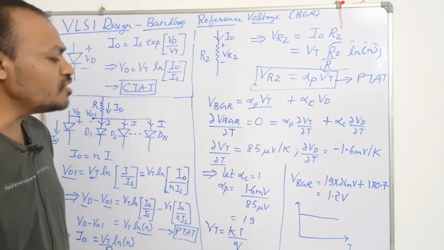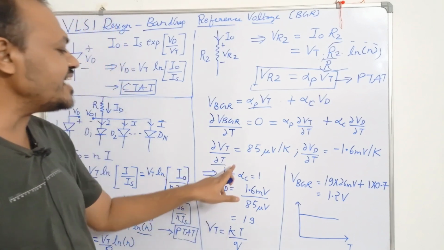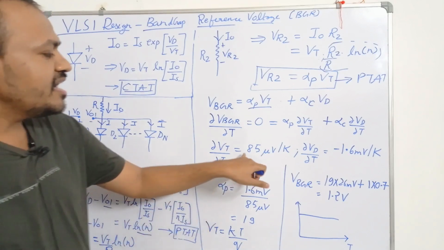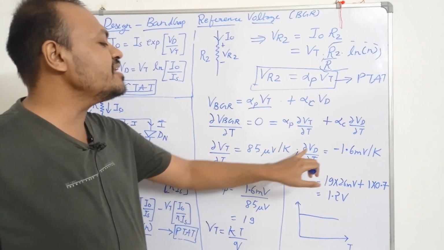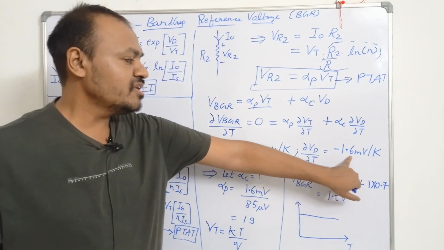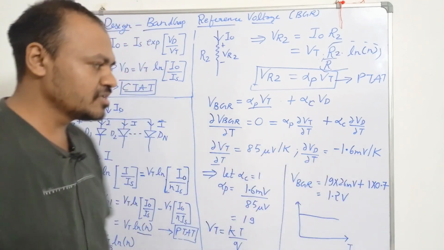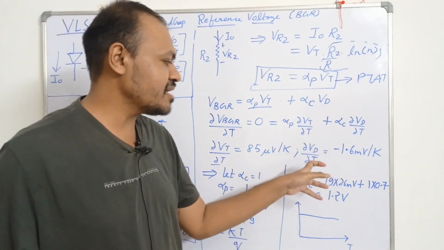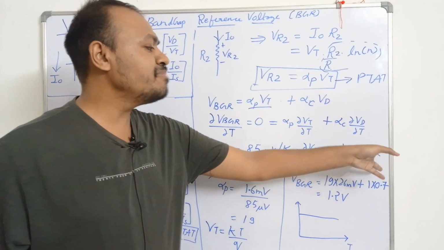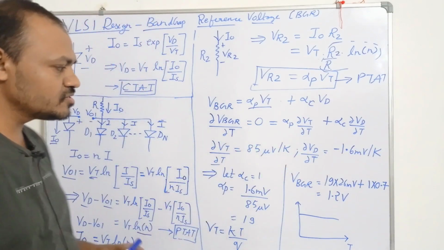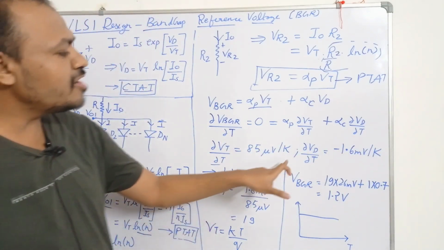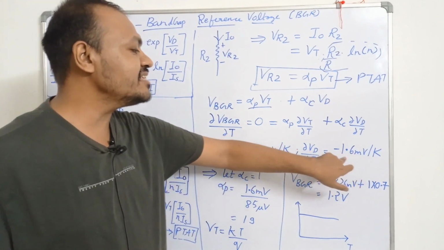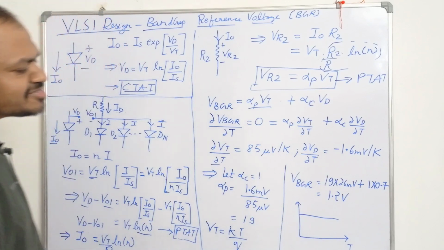Generally we found out by using calculations, or by using experiments, that delta Vt by delta T equal to 85 microvolt per Kelvin and delta Vd by delta T equal to minus 1.6 millivolt per Kelvin. So you can see the slope for c-TET is much higher. It is in millivolt, this is in microvolt. So per Kelvin this increases by 85 microvolt, whereas per Kelvin this decreases by 1.6 millivolt.